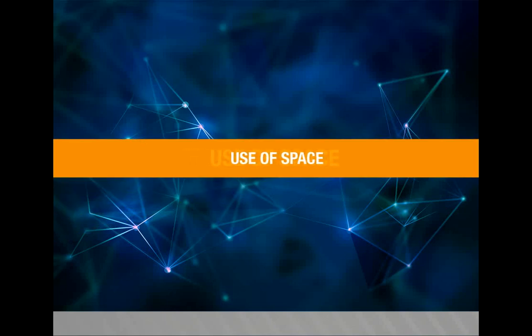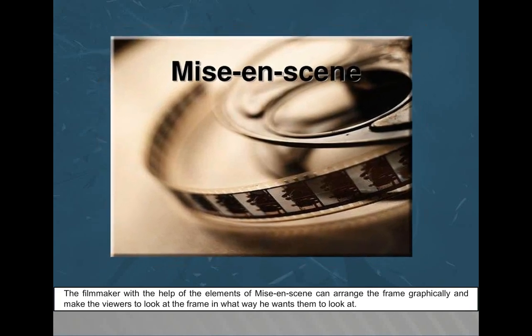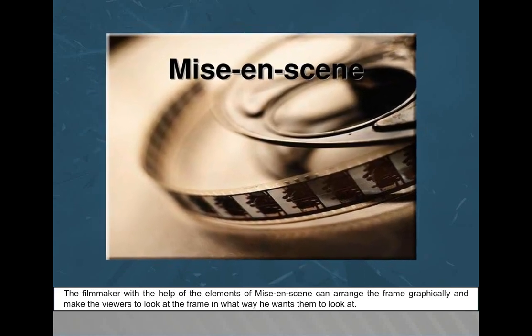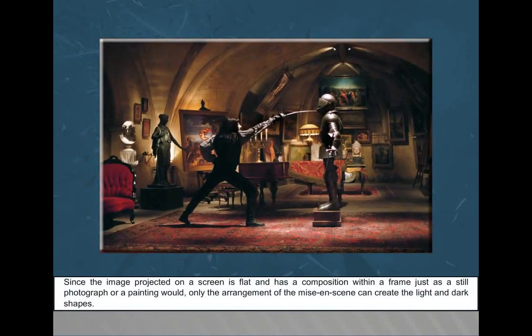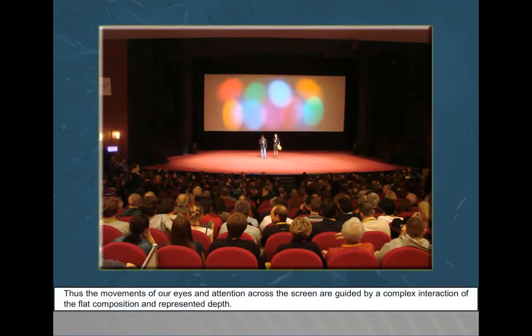Use of space. In this video, we are going to see about use of space. The filmmaker, with the help of the elements of mise en scène, can arrange the frame graphically and make the viewers look at the frame in the way he wants them to look at it. Since the image projected on a screen is flat and has a composition within a frame, just as a still photograph or a painting would, only the arrangement of the mise en scène can create the light and dark shapes. Thus, the movement of our eyes and attention across the screen are guided by a complex interaction of the flat composition and represented depth.